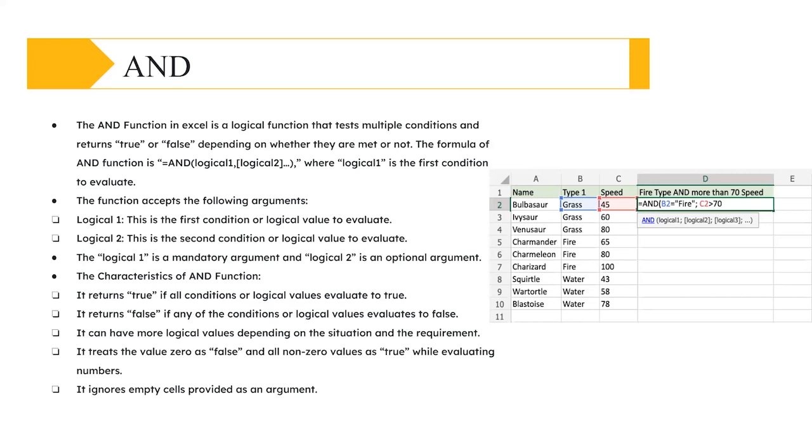Logical 1 means only the important parts and features of the phone are kept. And logical 2 is the second condition or the logical value to evaluate. You can have multiple conditions.